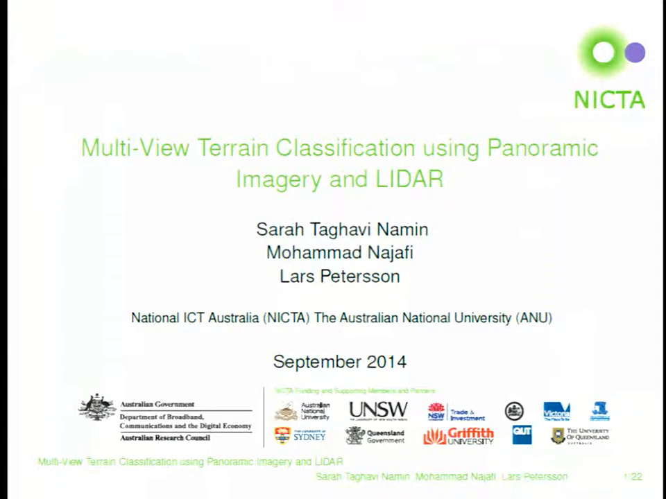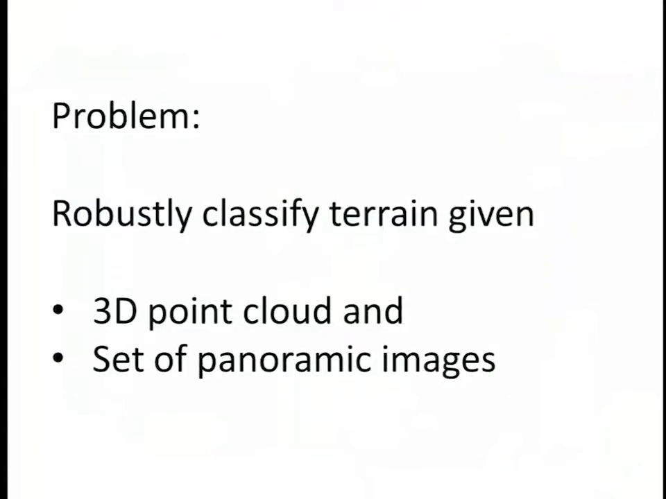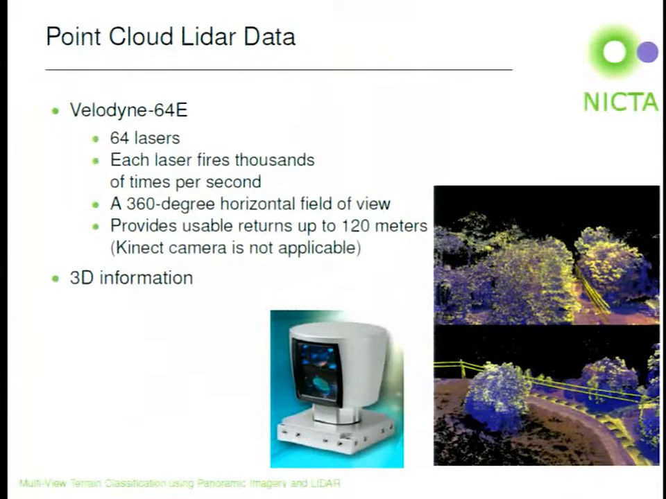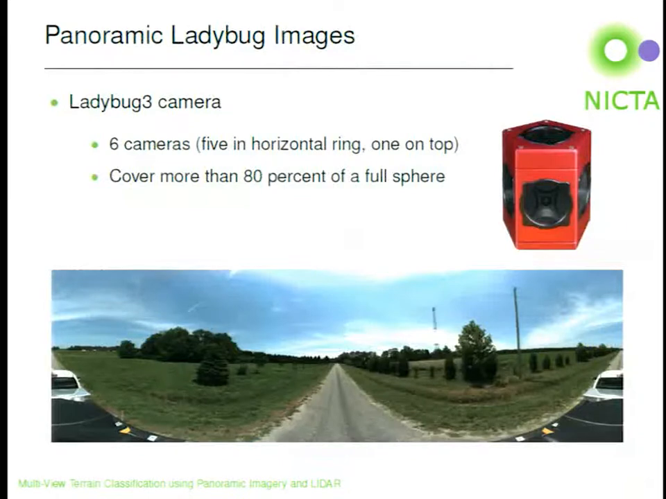So the problem we're looking at here is to robustly classify terrain given a 3D point cloud and a set of panoramic images. The point cloud data comes off a Velodyne 64 that I'm sure many of you are familiar with. The kind of output you see from them is what it looks like in this picture here. And the panoramic images come from a Ladybug 3 camera, as you can see here.